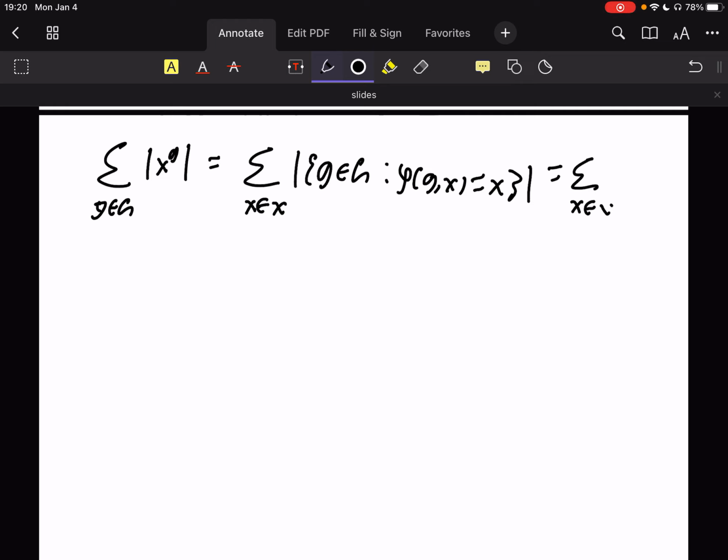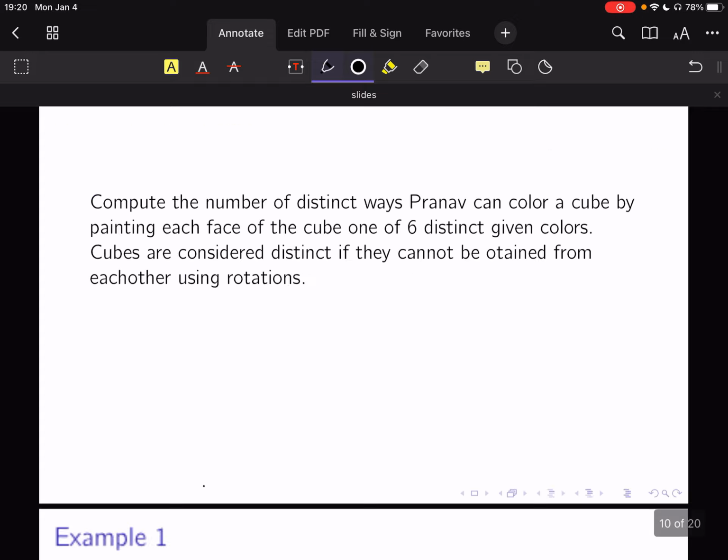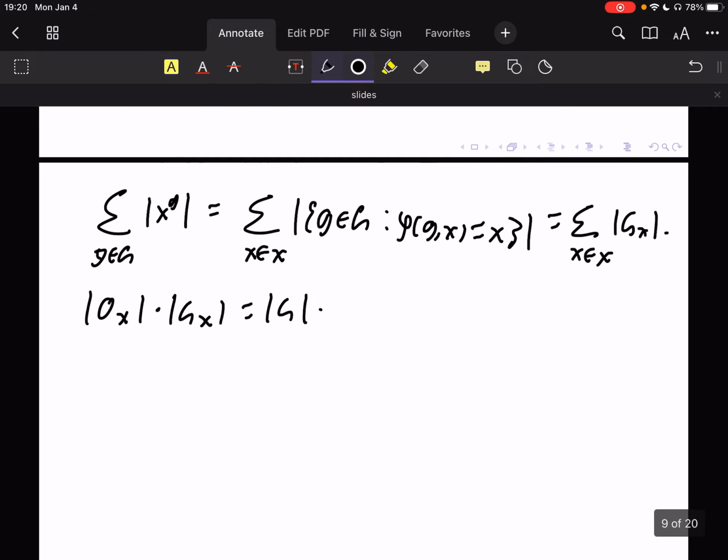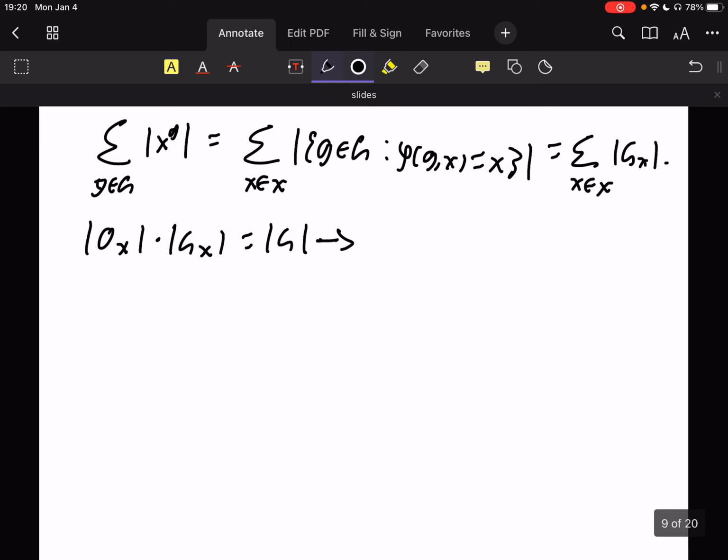So this is |X| and |X| for the cardinality of G sub X. Now, if we recall the orbit stabilizer theorem, we have that the orbit times the stabilizer equals the cardinality of the entire group. So this implies that we have |G_x| equals |G| divided by |O_x|.